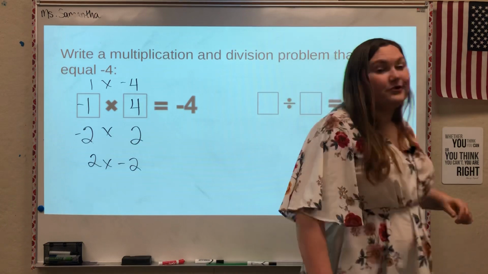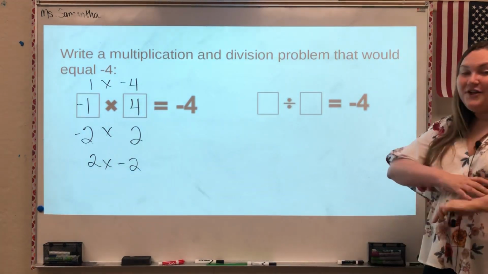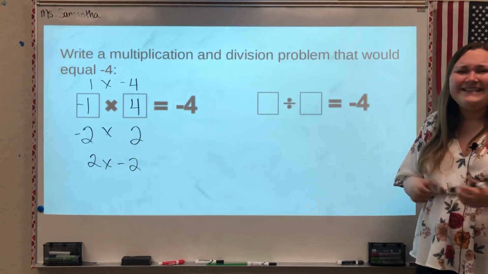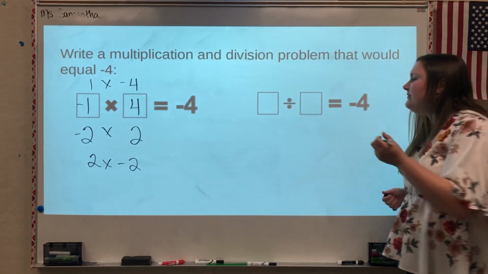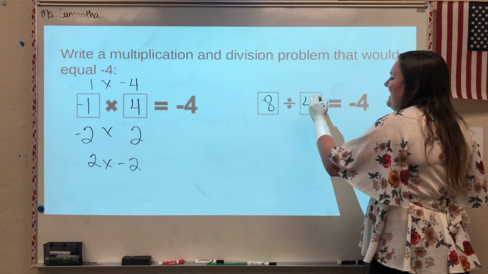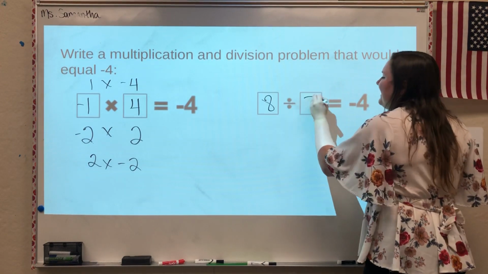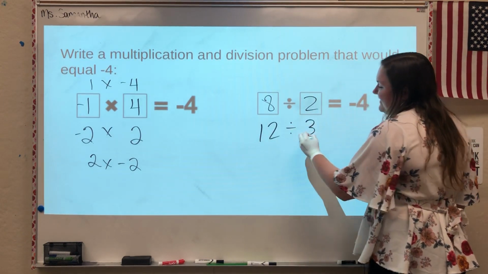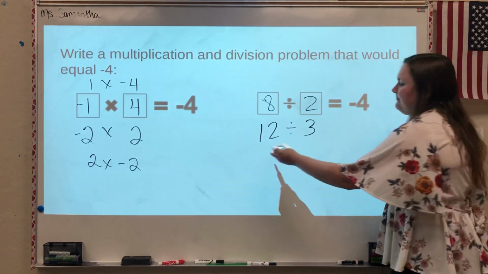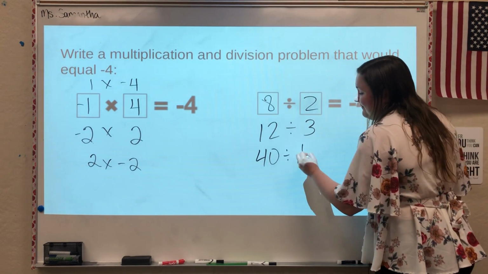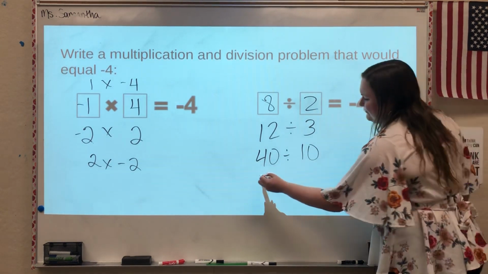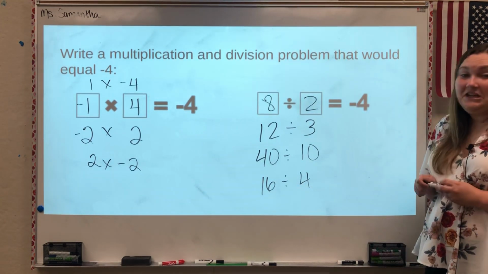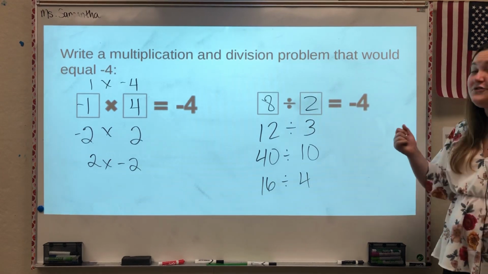Over here for division, there really are a lot of options. There are infinitely many numbers that you can divide to give you 4. I think some of the more common ones I see would be like 8 divided by 2. You could do 12 divided by 3. Maybe 40 divided by 10. We could do 16 divided by 4. There are, like I said, a lot of options, and this is just a few of them.